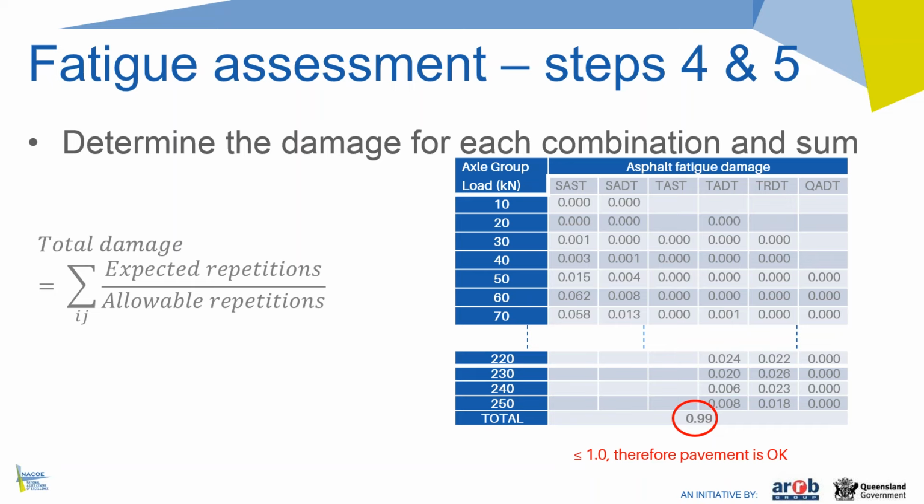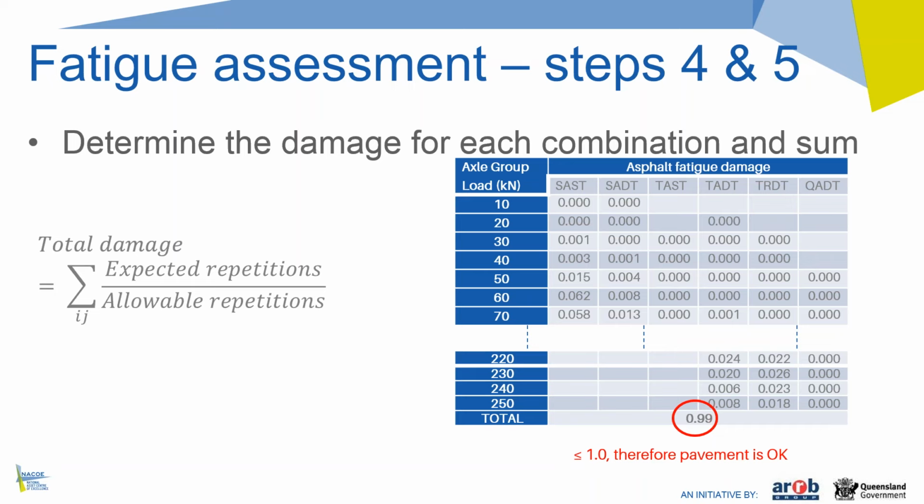The final step then is to add up the damage for every different combination, and that's shown at the bottom of that table. In this case we ended up with 0.99, which is less than 1, therefore the pavement is okay. So that term there, in Circly the term's the cumulative damage factor.